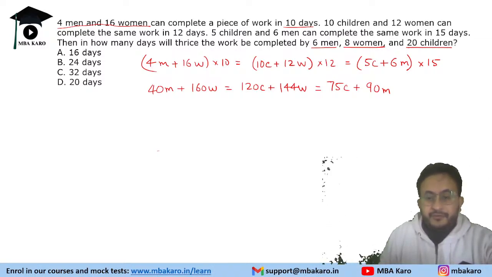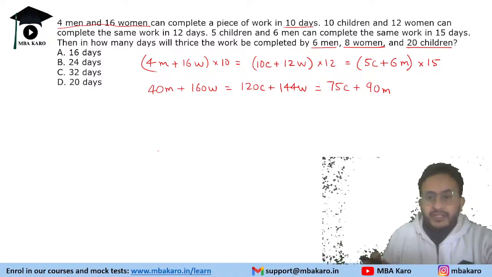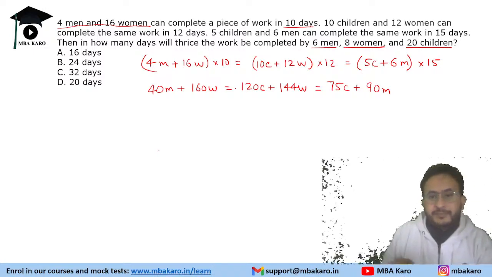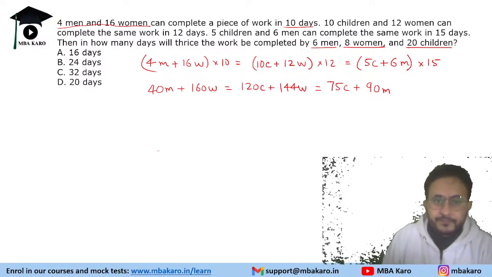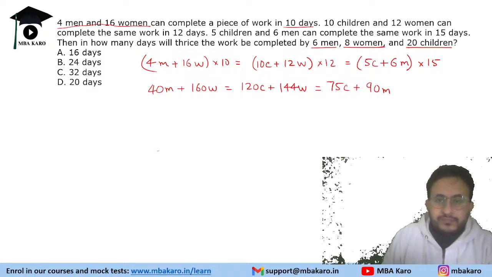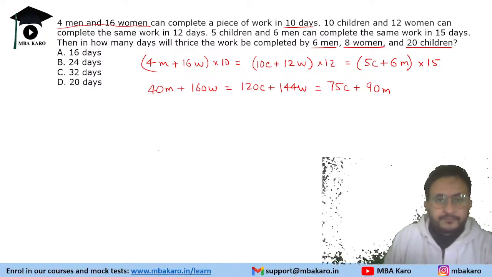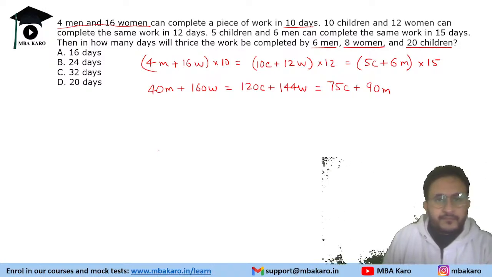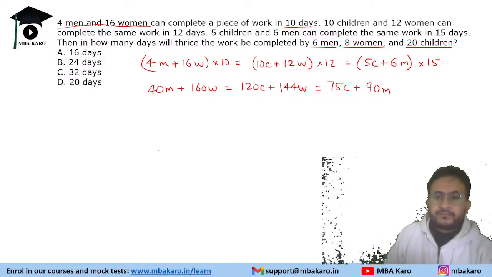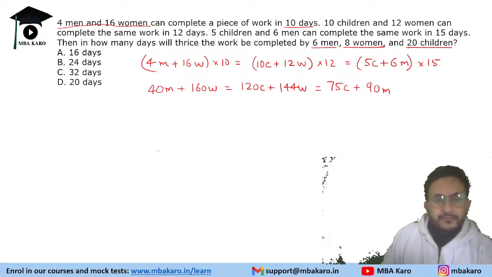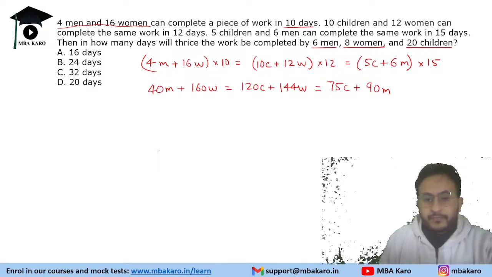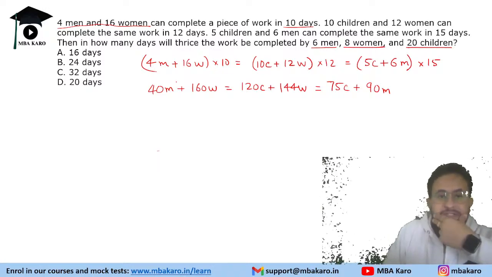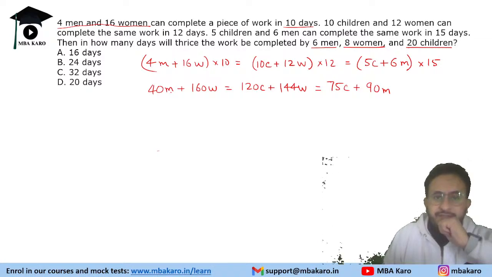Okay, so what we will have to do is take two at a time to figure out the relation. For example, if we take this, this becomes 40m plus 160 women.